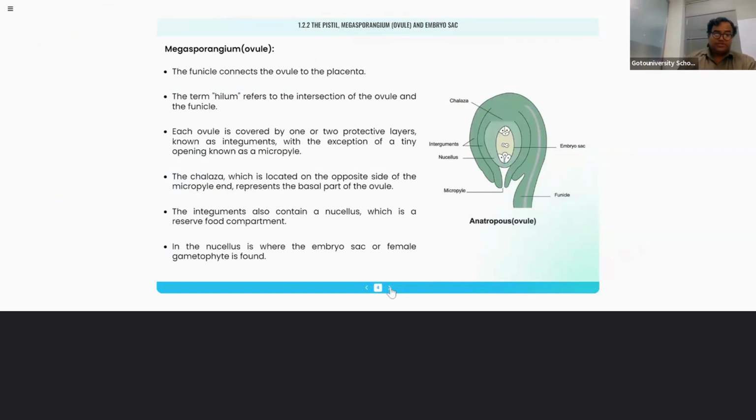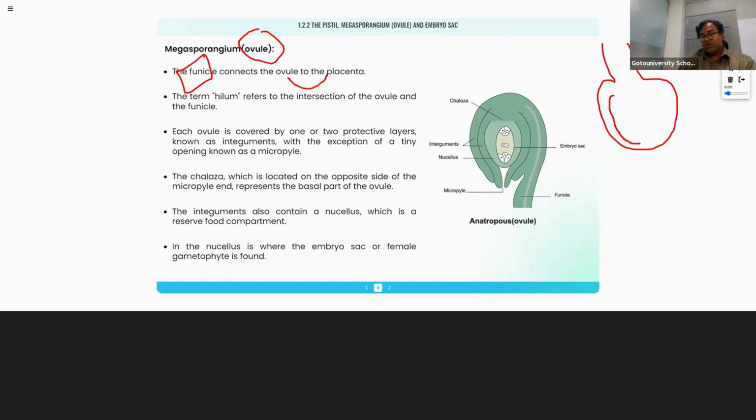So now megasporangium, the word denotes the other term for the ovule, right? This ovule is also called megasporangium. The funicle is connecting the ovule and the placenta. What do you mean by placenta? Where is it present exactly? In the ovary, in the corner of the ovary. This placenta is a nourishing structure for the ovule. Ovule is holding the egg.